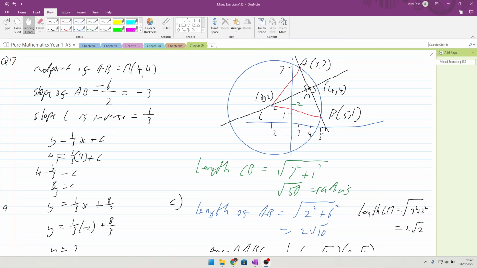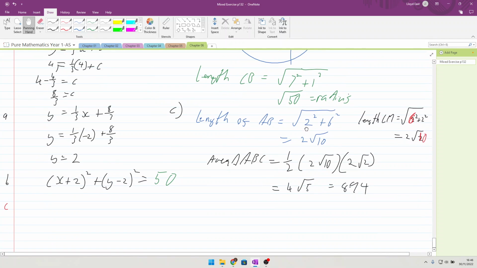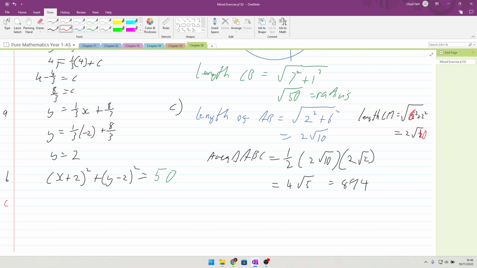The distance from here is not 2, it's minus 2. Okay, so just there, that's a minus 2, which means the distance from here is 1, 2, 3, 4, 5, 6. So we should have a 6 squared. Okay, so the square root of 6 squared plus 2 squared is 2 root 10. So watch out for those cheeky minus signs, which means this should be 2 root 10.